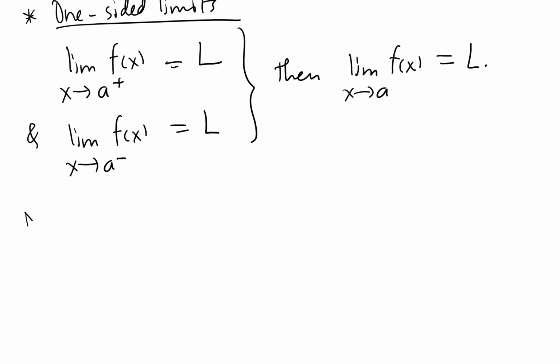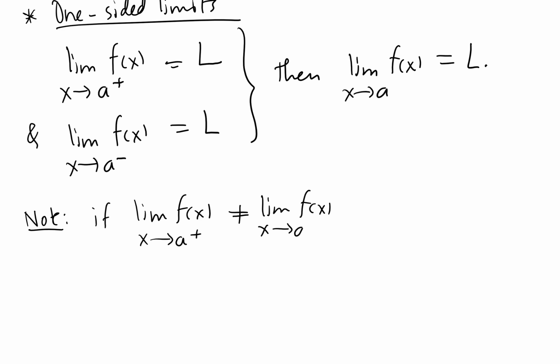As a note, if the limit of the function as x approaches a from the right side does not equal the limit of f of x as x approaches a from the left side, then we say the limit of f of x as x approaches a does not exist.